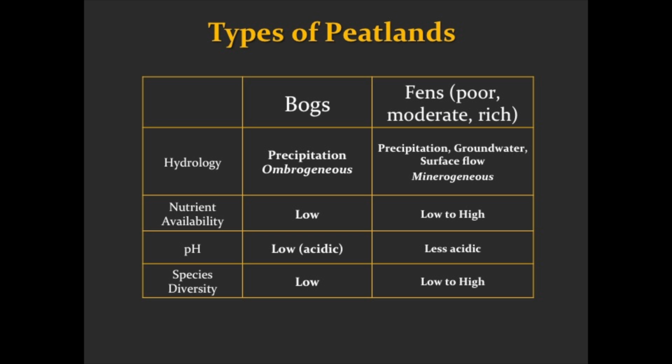Broadly speaking, you can have two categories of peatlands, bogs and fens. And we're focusing on bogs in this talk because these are rain-fed primarily. They receive nutrients and water input only through precipitation. And that makes it very ideal for our tracer experiment, applying nutrients. And bogs are relatively low in nutrient availability, very acidic, and relatively low in species diversity compared to more groundwater-fed fens.